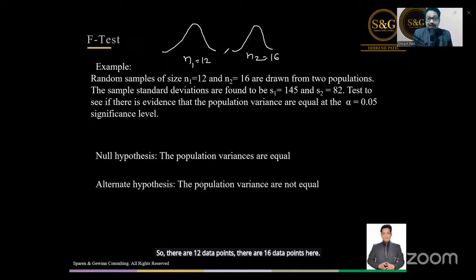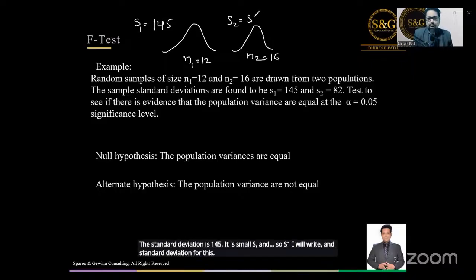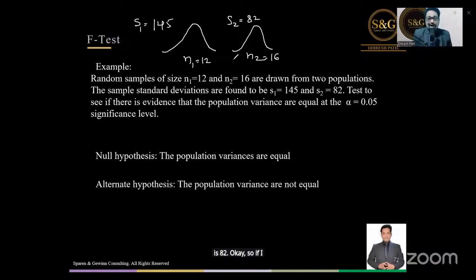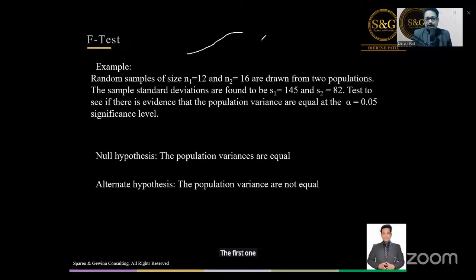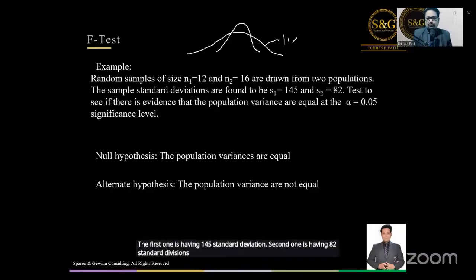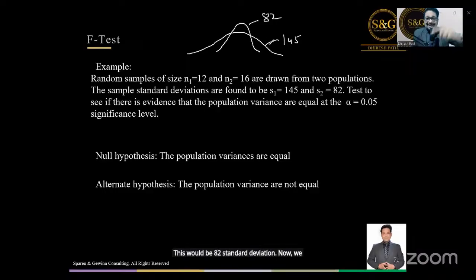And the standard deviation is 145. For this, the standard deviation is 145, which is small s, so S1 I will write. And standard deviation for this is 82. If I have to draw, it would look like this. A little flatter curve. So the first one is having 145 standard deviation. Second one is having 82 standard deviation. Now we want to compare, is the difference statistically significant?